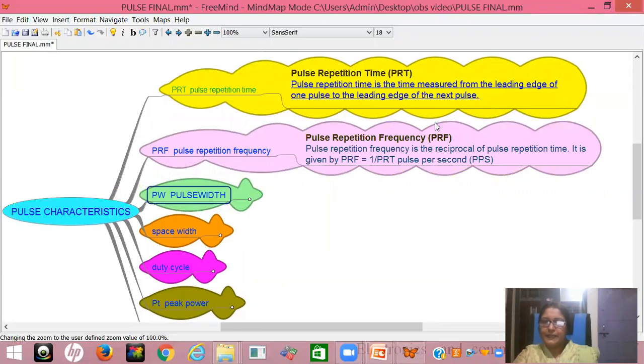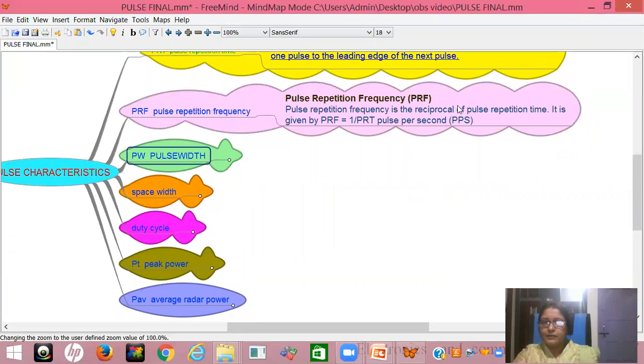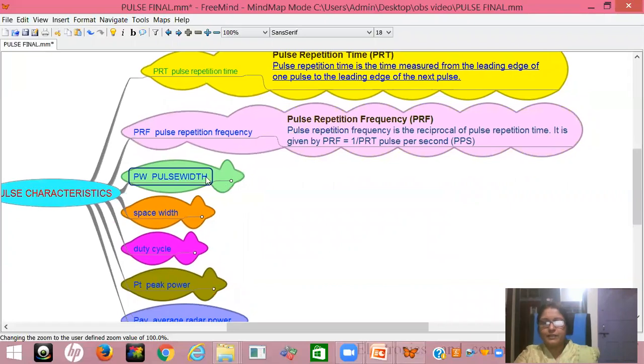Next is the pulse repetition frequency. It is nothing but the reciprocal of the pulse repetition time here. Reciprocal of the pulse repetition time, that is 1 upon PRT, is called the pulse repetition frequency here.